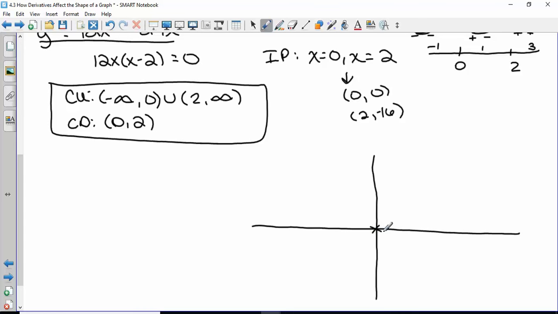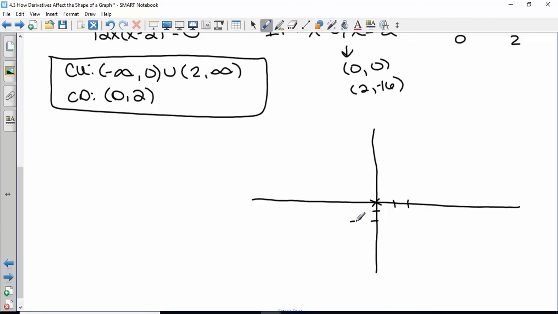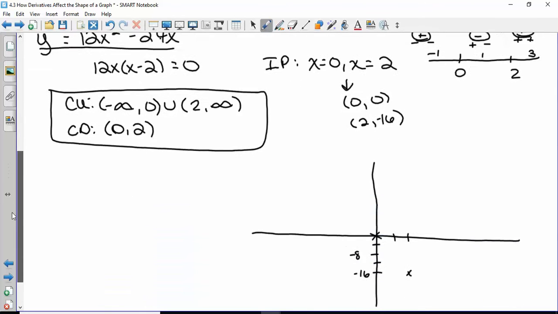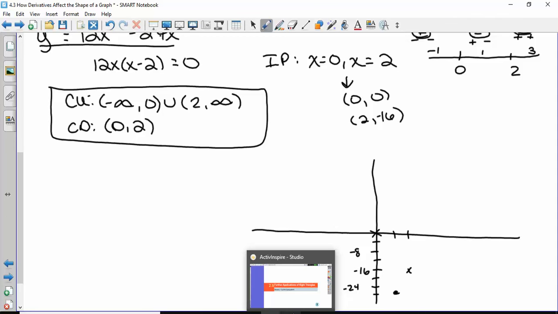Inflection points I like to mark with an X. I'm going to count by maybe 4s. Negative 16 is another inflection point. We just put an X. We only had one minimum at 3, negative 27. Maximums and minimums are points. We're just going to put a dot there.